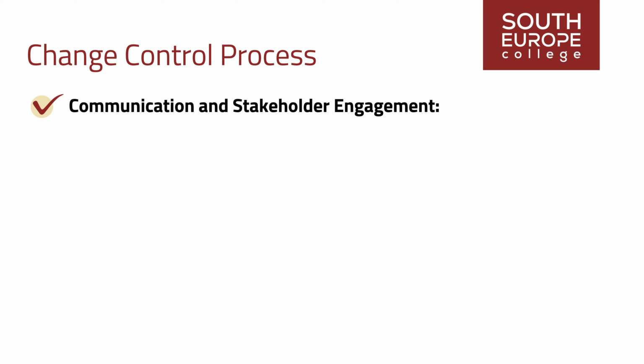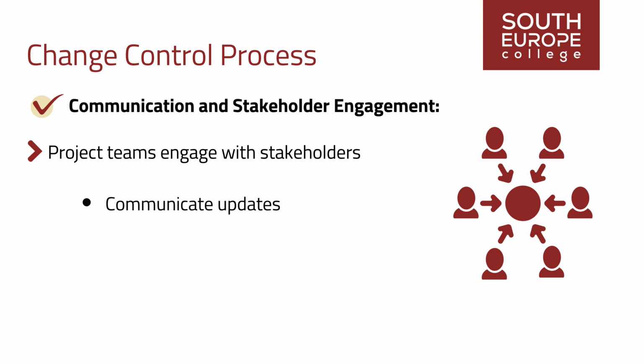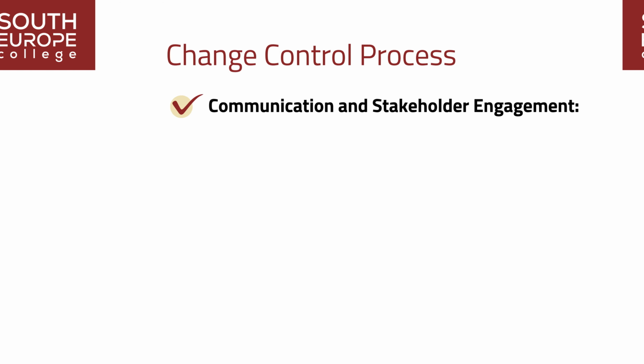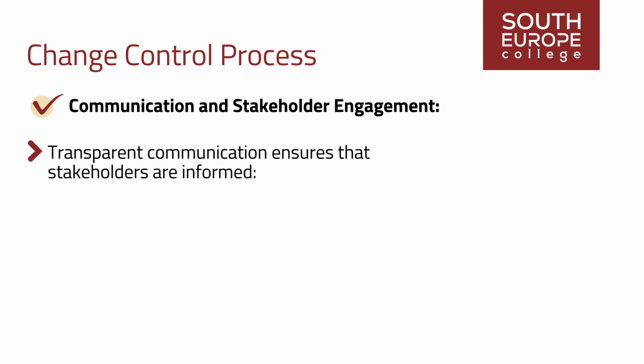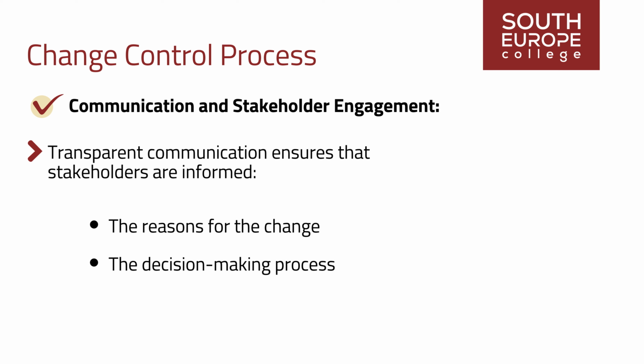Communication and stakeholder engagement. Throughout the change control process, project teams engage with stakeholders to communicate updates, solicit feedback, and address concerns related to the proposed changes. Transparent communication ensures that stakeholders are informed about the reasons for the change, its potential impacts, and the decision-making process involved in approving or rejecting the change request.